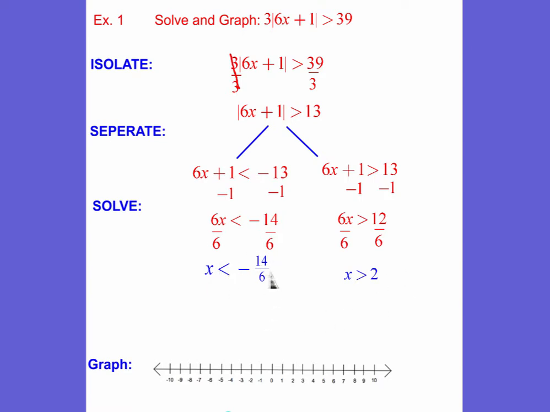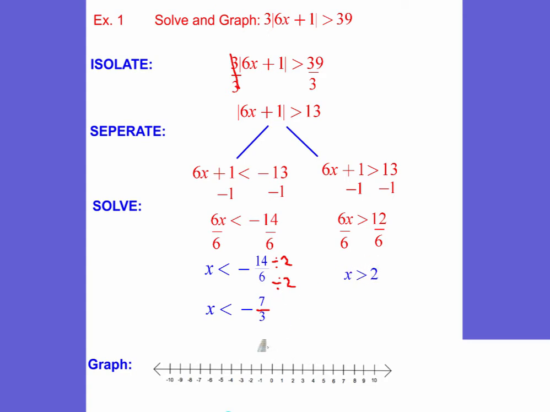I want to deal with this one. Because it's a fraction that is not simplified, I want to simplify it. 14 and 6 are both divisible by 2, so I'm going to divide both 14 and 6 by 2 to simplify. 14 divided by 2 is 7, and 6 divided by 2 is 3, so this is negative 7/3. So here are my two answers: x is less than negative 7/3, and x is greater than 2.